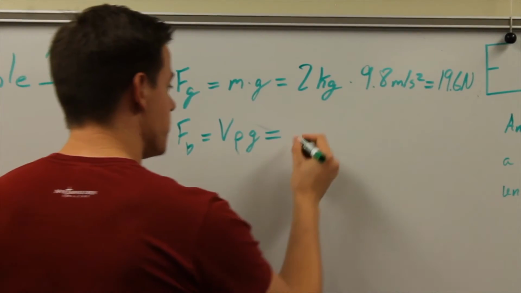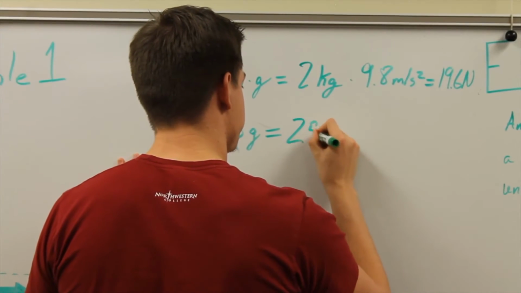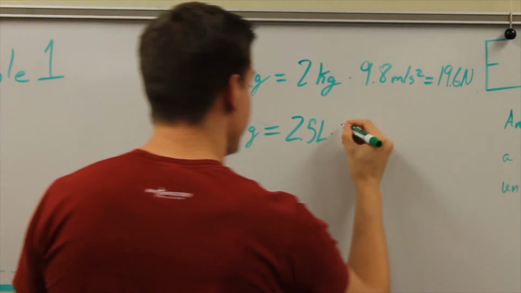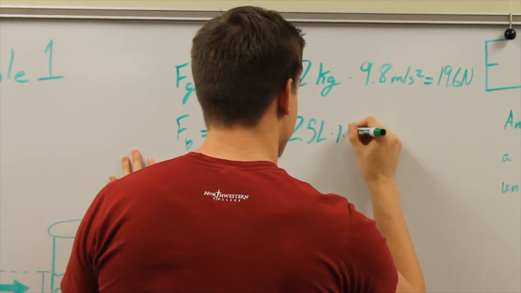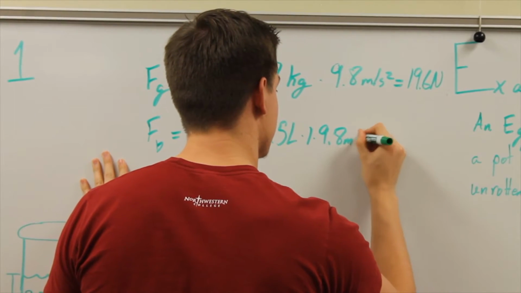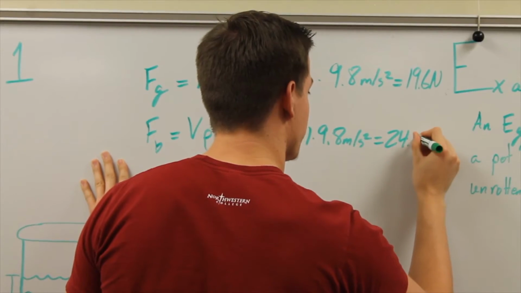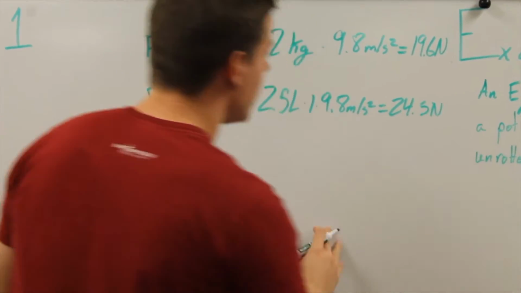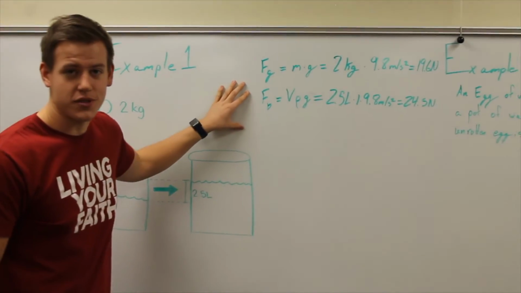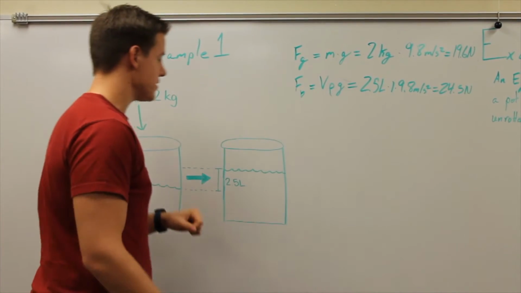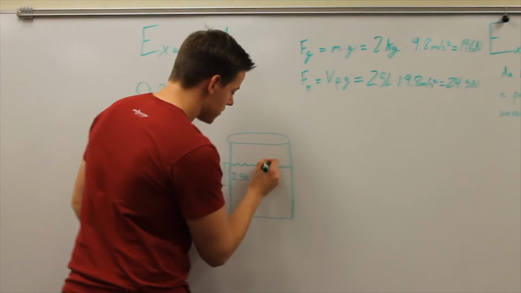So then we have to calculate our buoyant force. So we take our volume of 2.5 liters, times it by the density of water, which is 1, and take that times the gravity constant. We get 24.5 newtons. So since our buoyant force is larger than our force of gravity, that means that our metal ball will float.